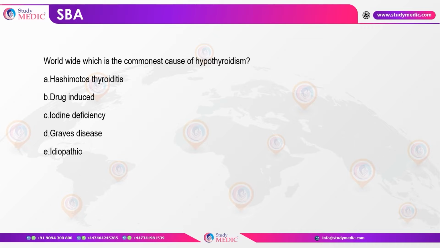The next common question that is asked is, worldwide, what is the commonest cause of hypothyroidism? Listen carefully. If you get it as worldwide, the commonest cause is iodine deficiency. But if the question asked is, what is the commonest cause of hypothyroidism in the UK or in the developed countries? Remember, it's going to be Hashimoto's thyroiditis. So worldwide, it is iodine deficiency. In developed countries or in countries like the UK, it is Hashimoto's thyroiditis.